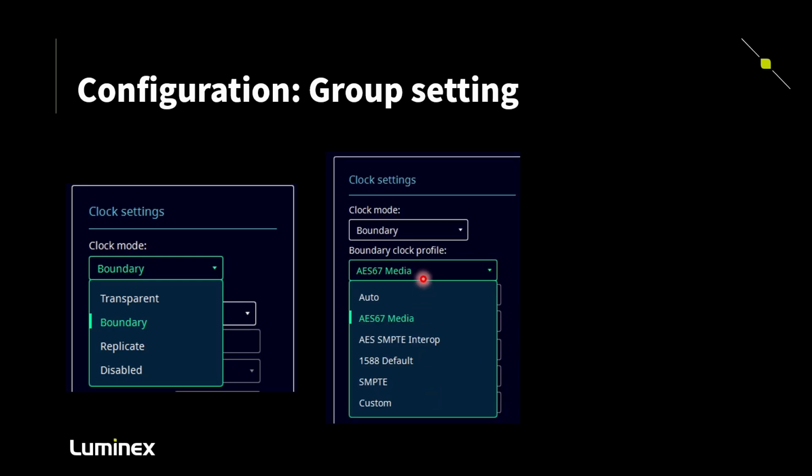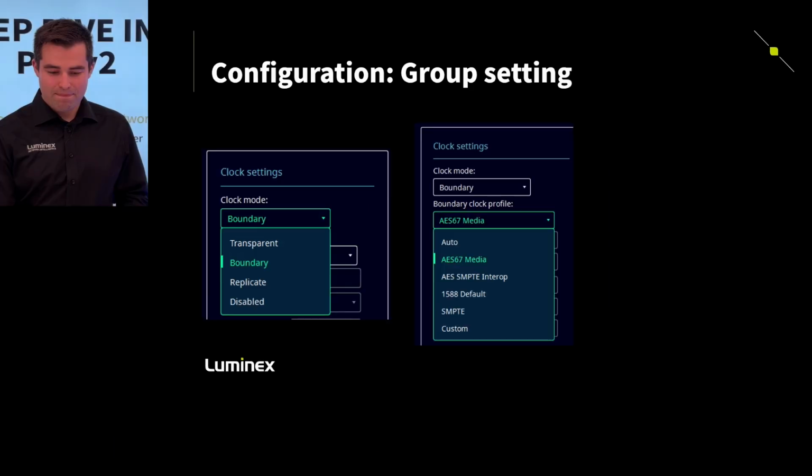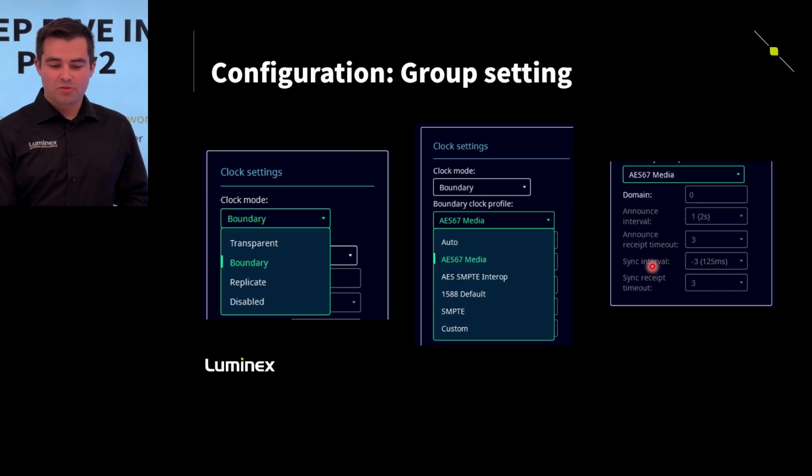If you choose boundary clock mode, you can select the profile, the profiles we have seen before, but also you can select auto mode. In auto mode, the boundary clock will automatically recognize which timing values it should use based on the timing of the packets coming in from the grandmaster. If you really want to, you can also use custom mode and modify all parameters like you would like to. Once you select a specific profile, you can also review which parameters are used by that profile.